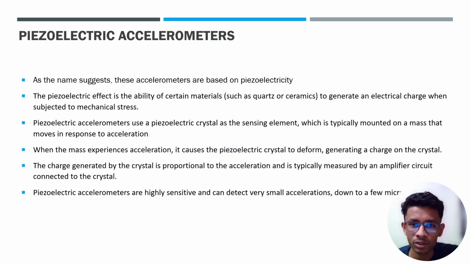Piezoelectric accelerometers utilize the piezoelectric effect, where certain materials, such as quartz or ceramics, can produce an electric charge when exposed to mechanical stress. The sensing element in these accelerometers is a piezoelectric crystal, which is mounted on a mass that moves when subjected to acceleration. As the crystal deforms due to the mass movement, it generates an electric charge proportional to the acceleration. An amplifier circuit is connected to the crystal to measure this charge. These accelerometers can detect extremely small accelerations, even as low as a few micro G, owing to their high sensitivity.